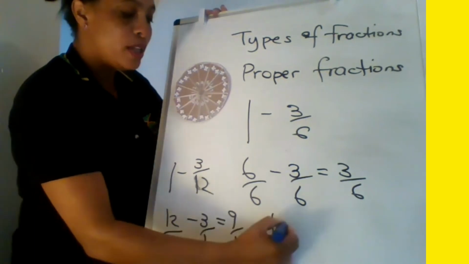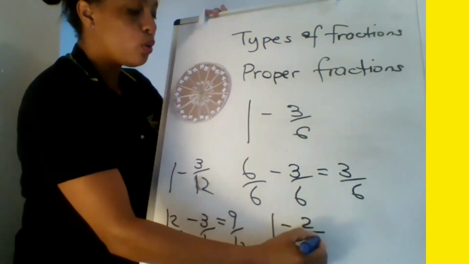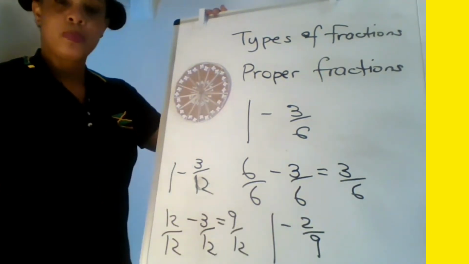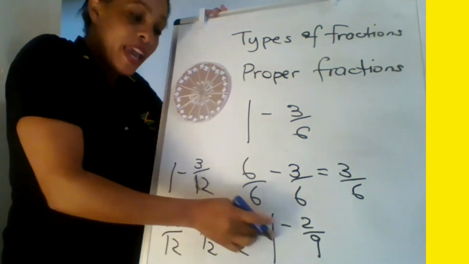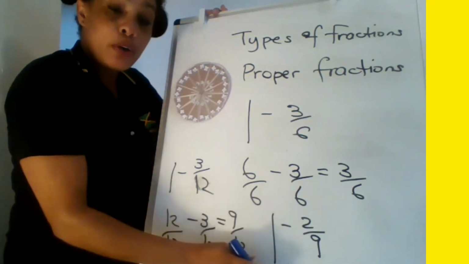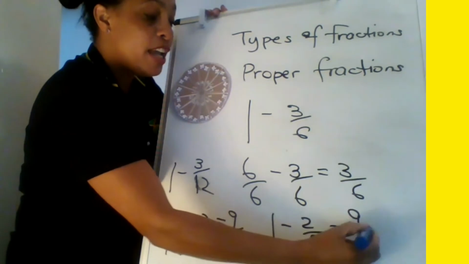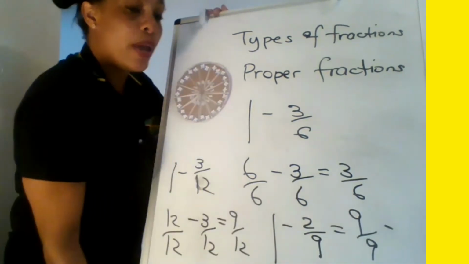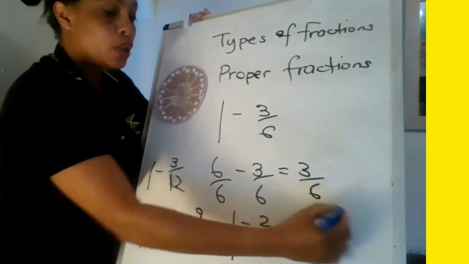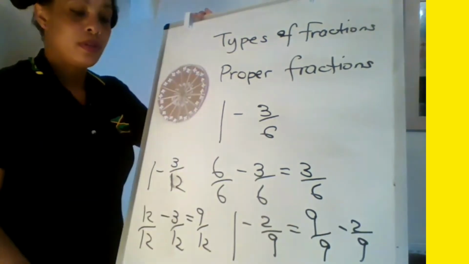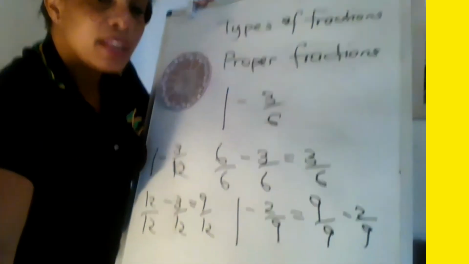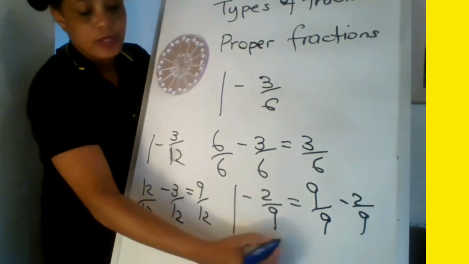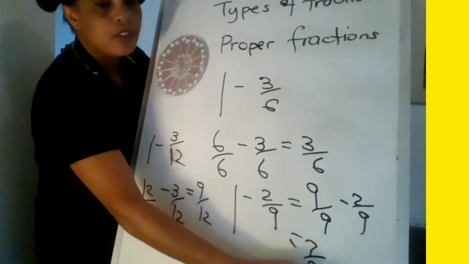What about 1, take away 2 out of 9? All that means is that 1 cake I've cut up into 9 parts. So I could change this and write 9 out of 9, take away 2 out of 9. And then my answer to that would give 7 out of 9.